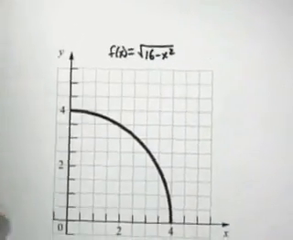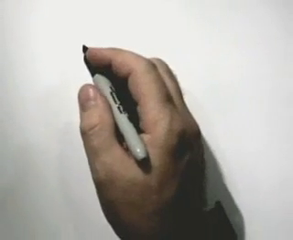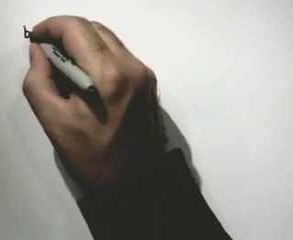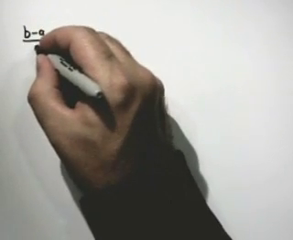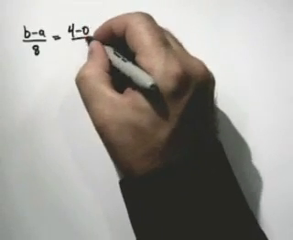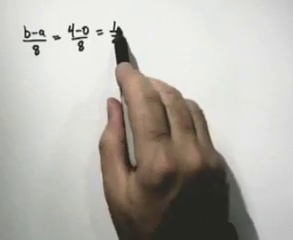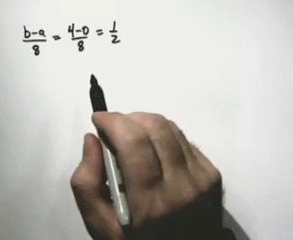Now, for part B, we're asked to partition our interval from 0 to 4 into 8 subintervals. We want those to have equal length, so we'll use our formula b minus a divided by 8. This will give us 4 minus 0 divided by 8, which is equal to 1/2. So each of our subintervals will have a length of 1/2 unit.